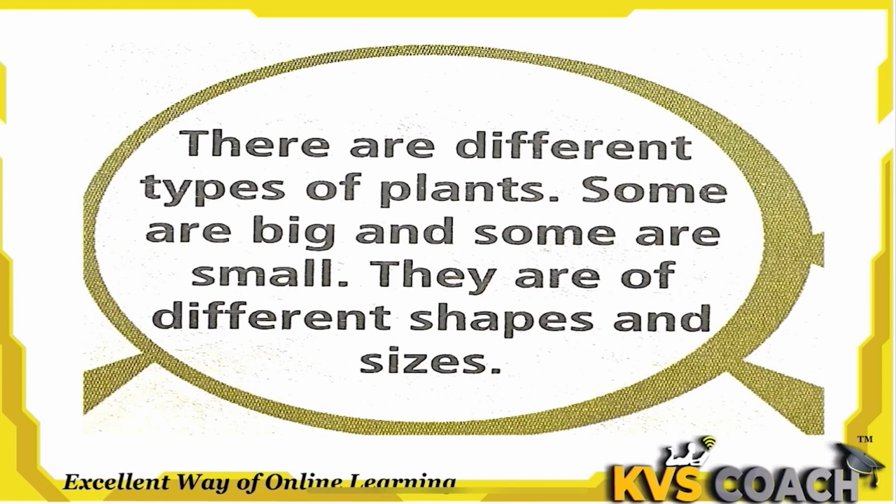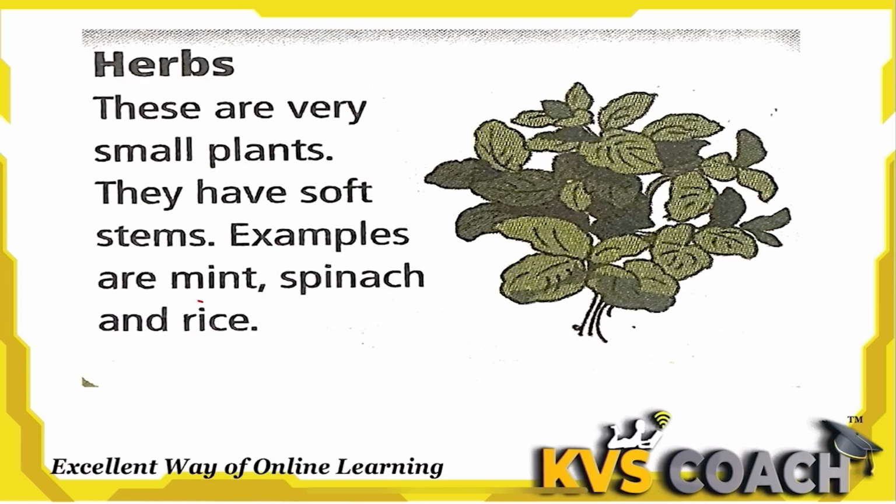There are different types of plants. Some are big and some are small. As you can see in your surroundings, there are very big trees. There are small plants also. So we have plants of different shapes and sizes. First one is herbs. These are very small plants. They have soft stems. Examples are mint, spinach and rice.